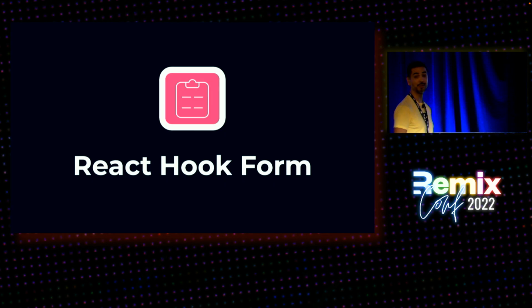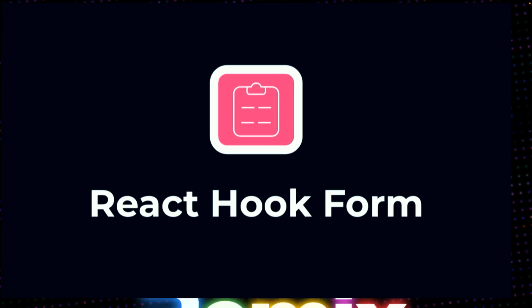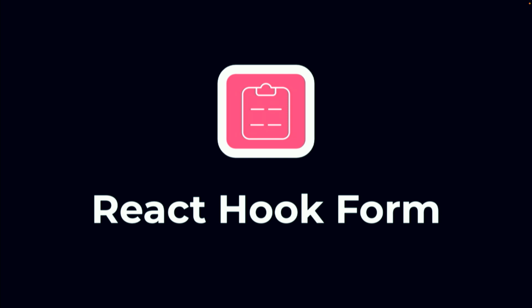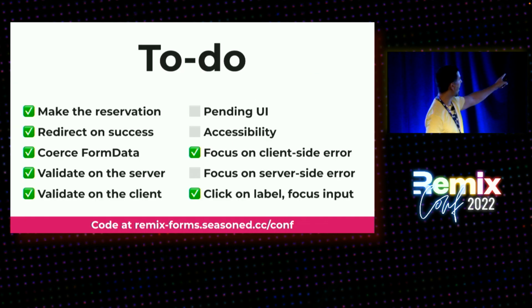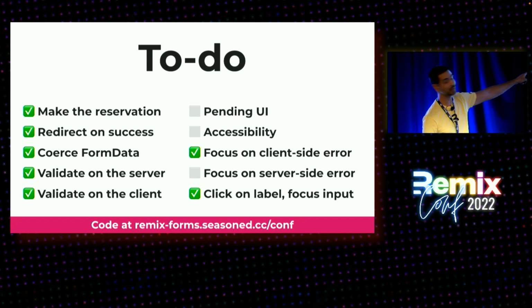Next, we're going to use yet another friend of ours, React Hook Form, to add client-side validations. React Hook Form is a great library that integrates really well with Zod. So we will just pass the same thing we use for server validations to React Hook Form, and we'll get 114 lines of code, but validations on the client and focusing on client-side errors because React Hook Form does that for us out of the box.